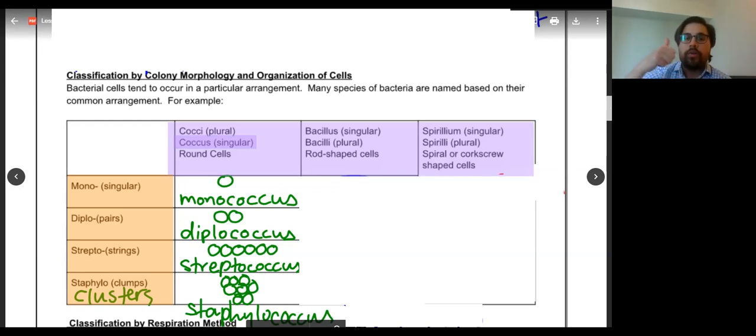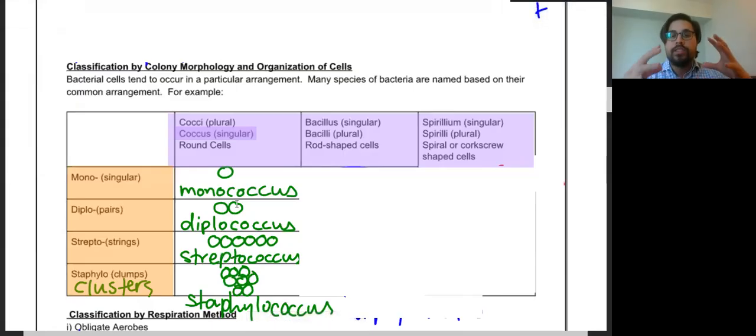So when you think of monococcus, mono being singular and coccus being spherical. Diplo meaning two, coccus meaning, again, spherical. Streptococcus, which is the bacteria that causes strep throat, fun fact, it is a string of round bacterial cells that create this general structure. And then staphylococcus, if you've ever had a staph infection on a cut, that's a bacteria that tends to form clusters or clumps of spherical or round cells.